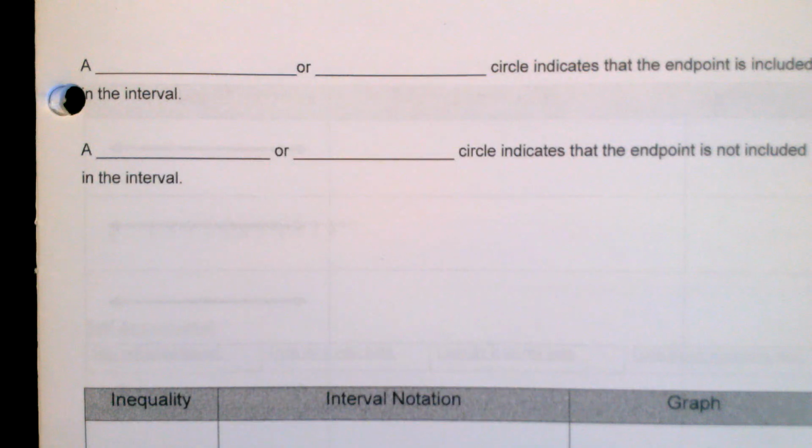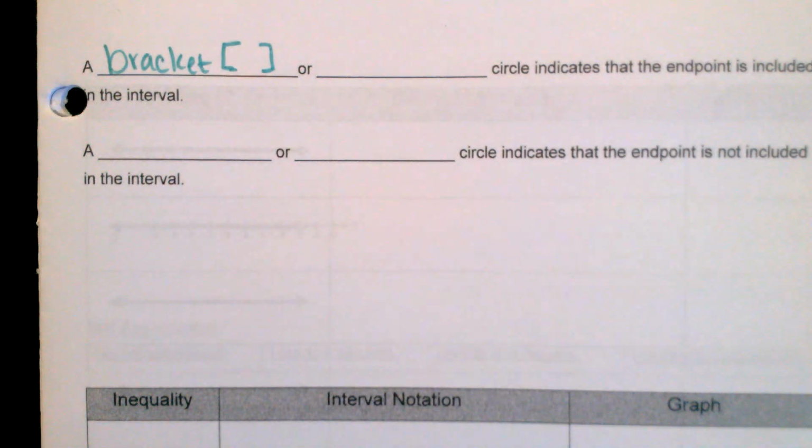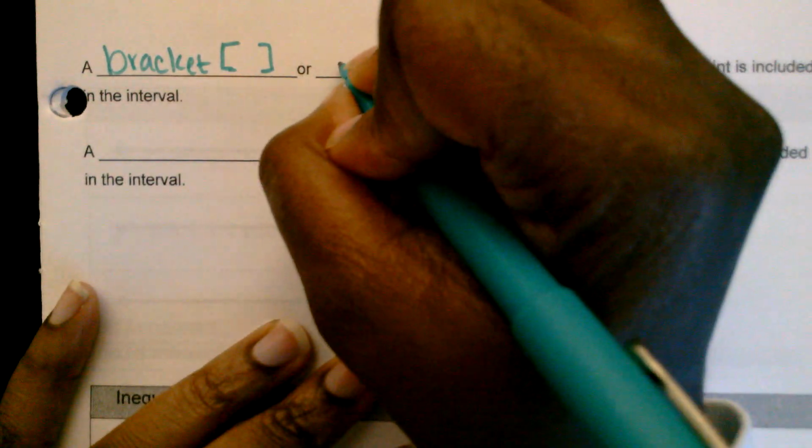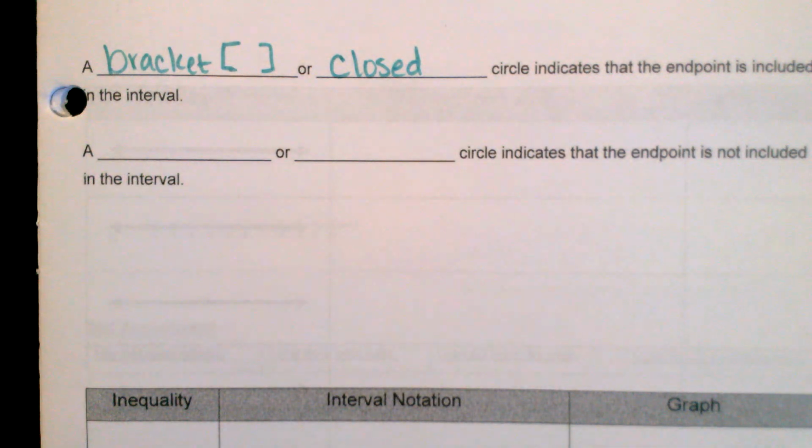So we could have a bracket. We'll have an opening bracket and a closing bracket, or a closed circle. A bracket or a closed circle indicates that the endpoint is included in the interval. So if I want a list of numbers, let's say 1, 2, 3, 4, 1 is included in that, 4 is included in that, and 2, 3. Okay? Makes sense?